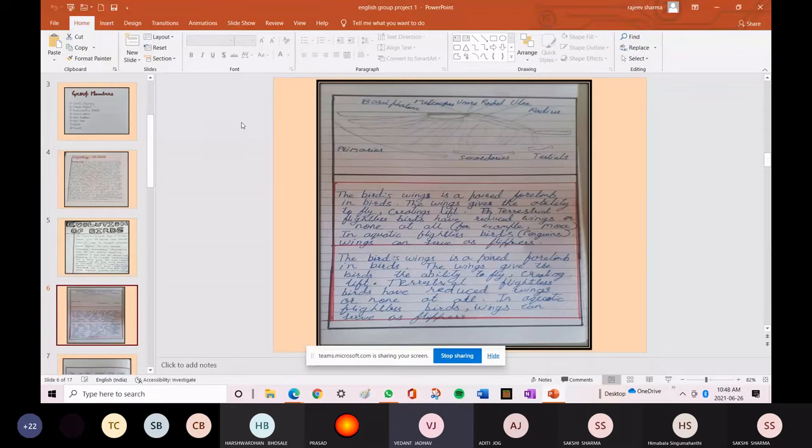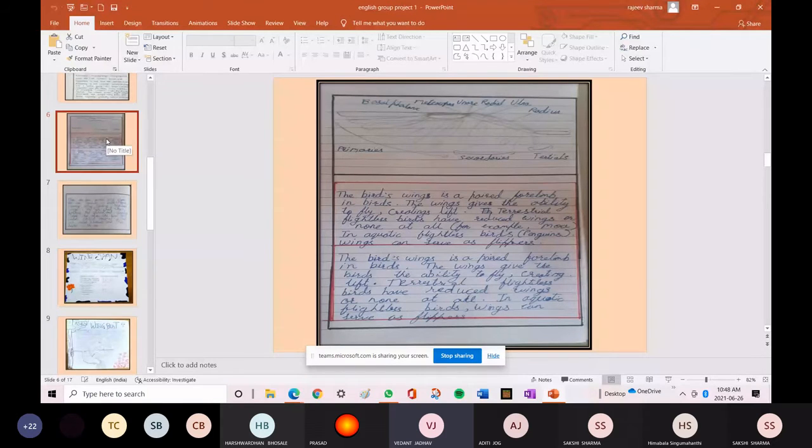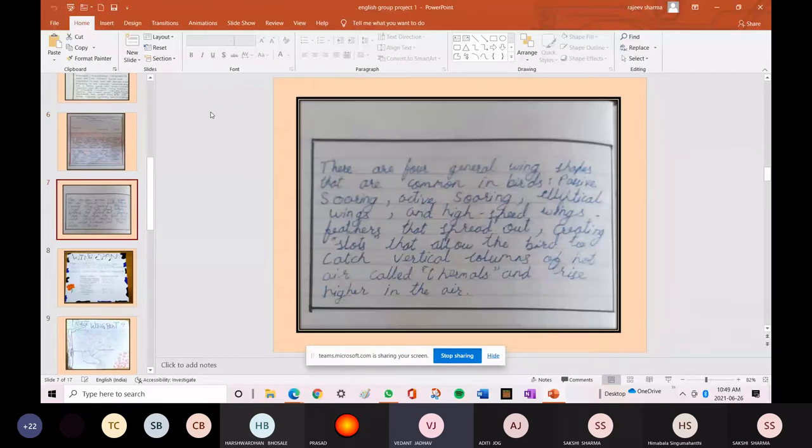There are four general wing shapes that are common in birds: passive soaring, active soaring, and high speed wings. Features that spread out, creating slots that allow the birds to catch vertical columns of hot air called thermals and rise higher in the air. Thank you.